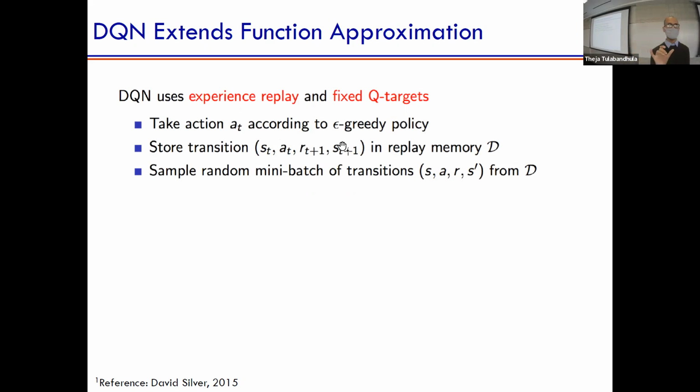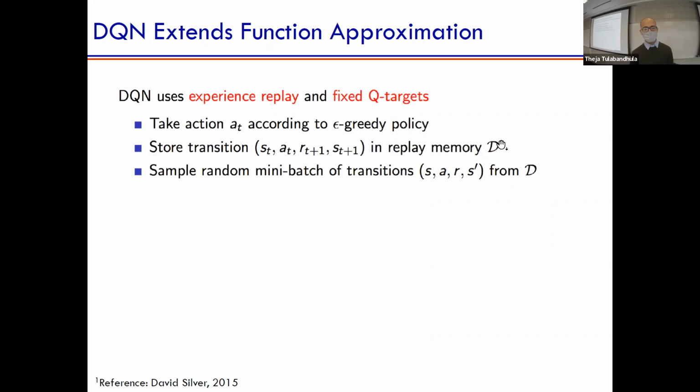That 4 tuple, we're just going to put in a store, think of it as a cache or some sort of store database. So we're going to put this 4 tuple in a replay memory, also called the experience replay memory, D. And then what we're going to do is sample a random mini batch of transitions, a random mini batch of these 4 tuples from D. We're going to sample maybe 10 or 100 of these.